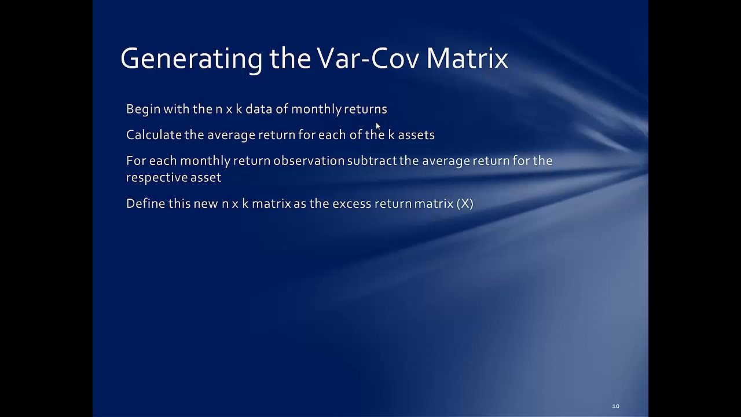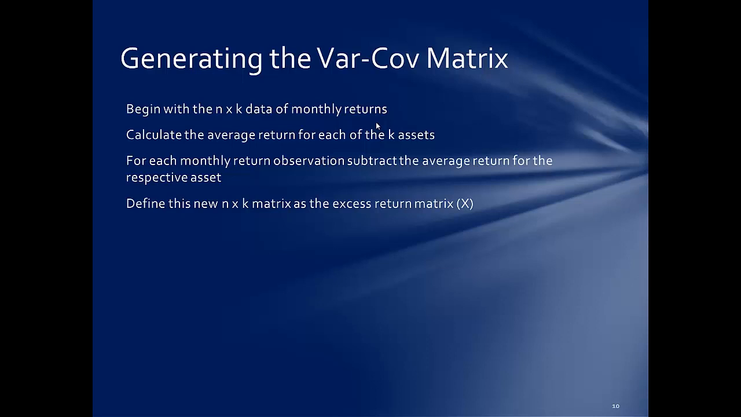But remember, you're going to have 66 rows of prices, which means you'll only have 65 rows worth of returns, because in the first month you wouldn't be able to calculate the return. So you're probably going to have a 65 by 7 matrix of monthly returns. The next step is to calculate the average return for each asset, and then for every single monthly return observation, subtract out the average return for that specific asset.